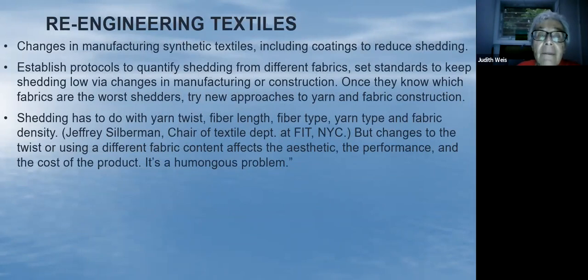Re-engineering textiles, change the way they're manufactured, including coatings that could perhaps reduce shedding fibers. They're working on quantifying the shedding from different kinds of fabrics, deciding which fabrics are the worst shedders, and trying new approaches to construction of the yarn and fabric in the first place. So all this is going on.